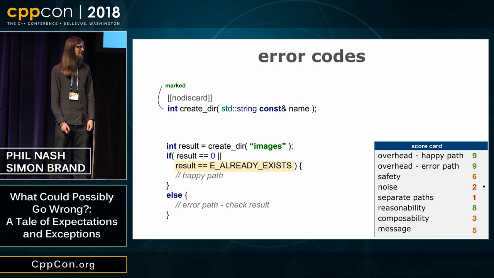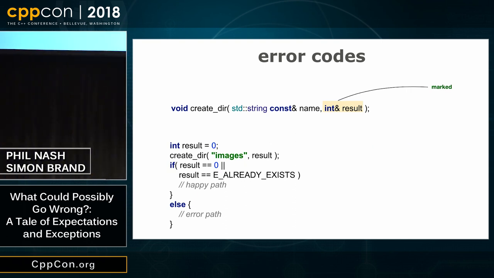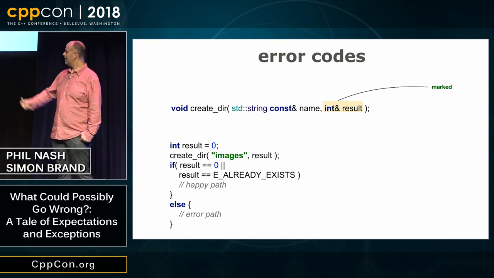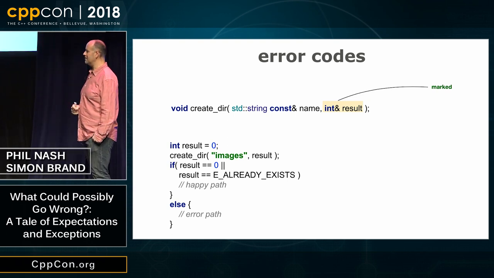I'm sorry. All right. Okay. Well, how about if we pass the result as an out parameter? Well, that frees up the return channel now to address your composability needs, doesn't it? Yeah.